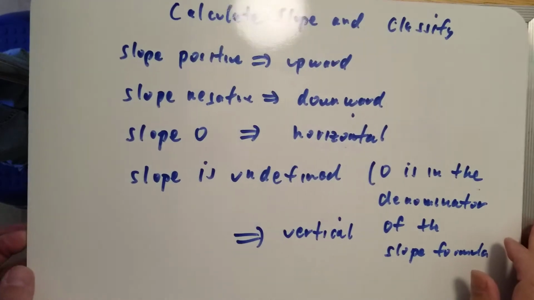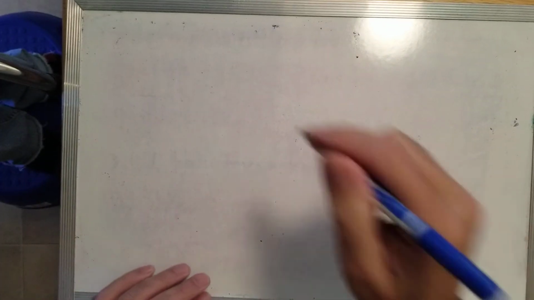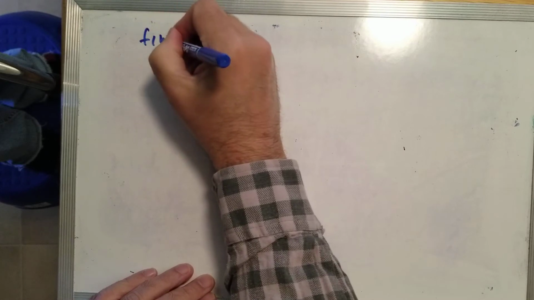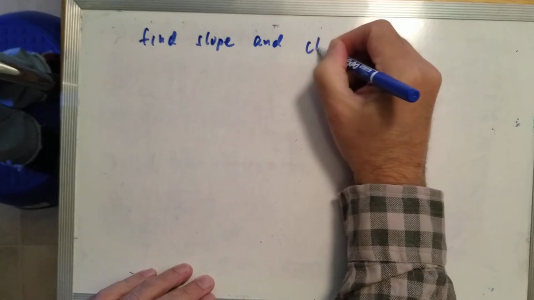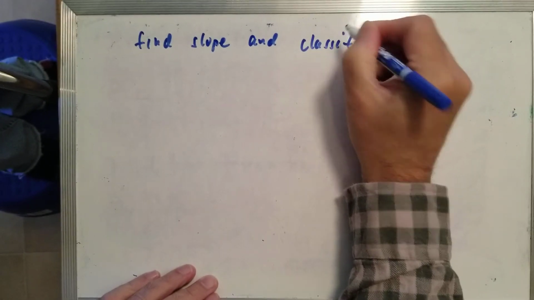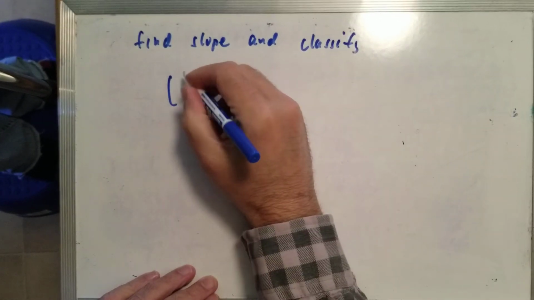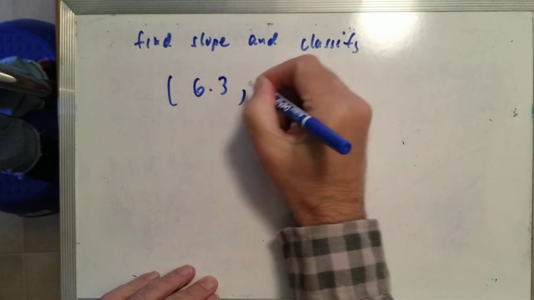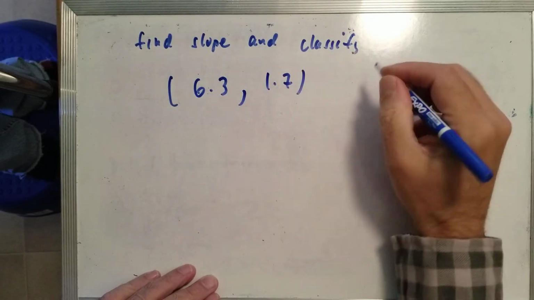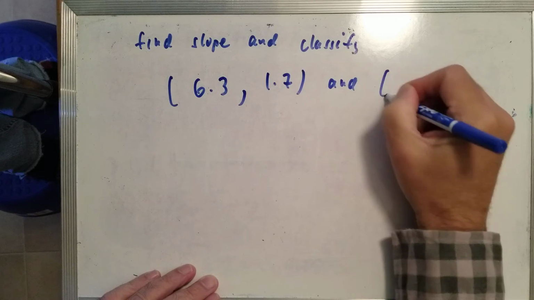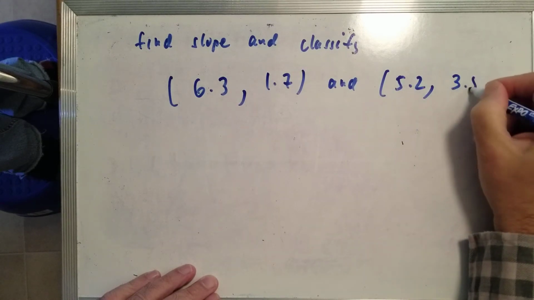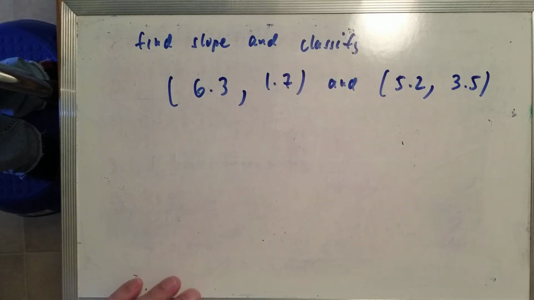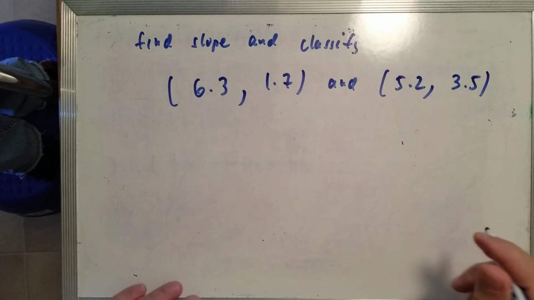So, to give one example, find the slope and classify. Let's say it's (6.3, 1.7) is the first point on the line, and the other point on the line is (5.2, 3.5). I think in the homework they asked you to round these to 3 decimal places, so I'm going to do that on the calculator.